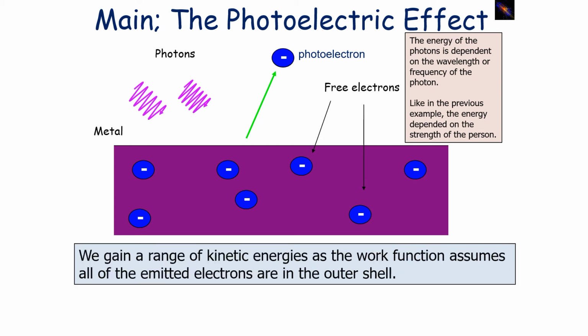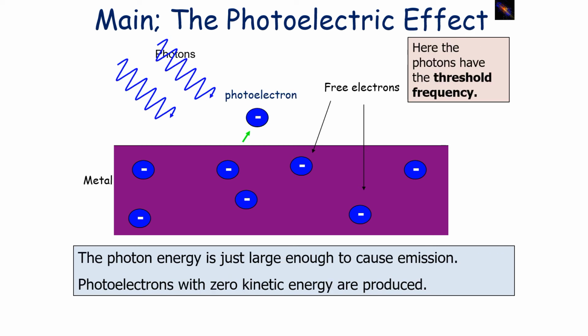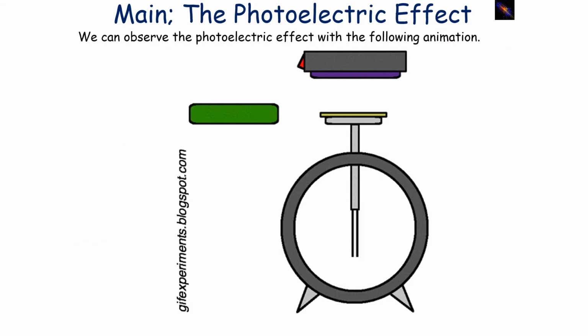Now we gain a range of kinetic energies, as the work function assumes all of the emitted electrons are in the outer shell. However, the photon energy is just large enough in this example to cause emission. So if this was the case, we would still get free electrons, we would still get photoelectrons, but with zero kinetic energy. So we can observe the photoelectric effect with the following animation.